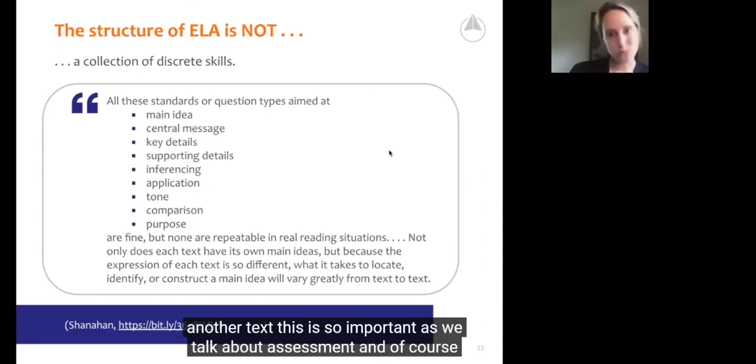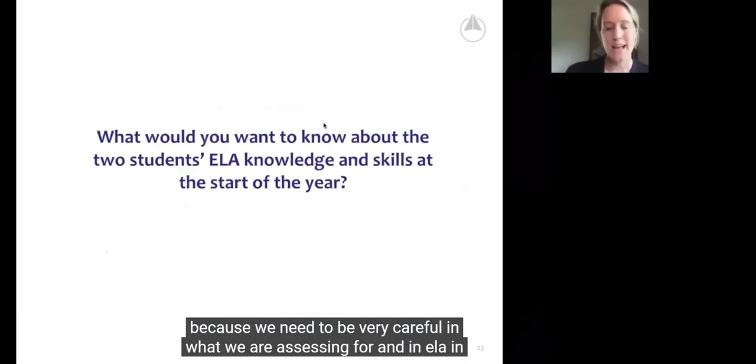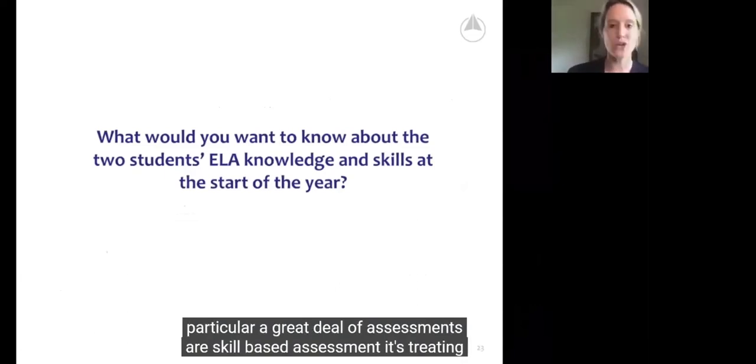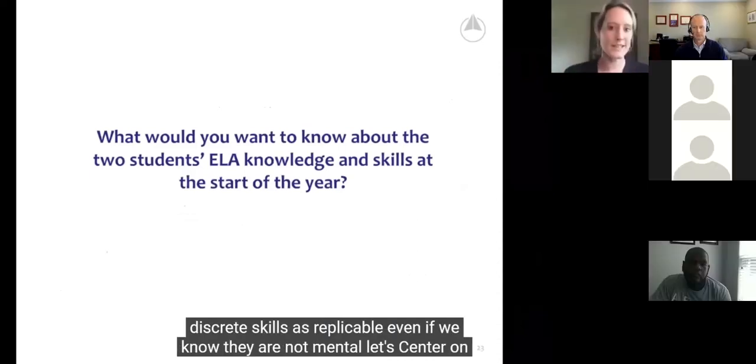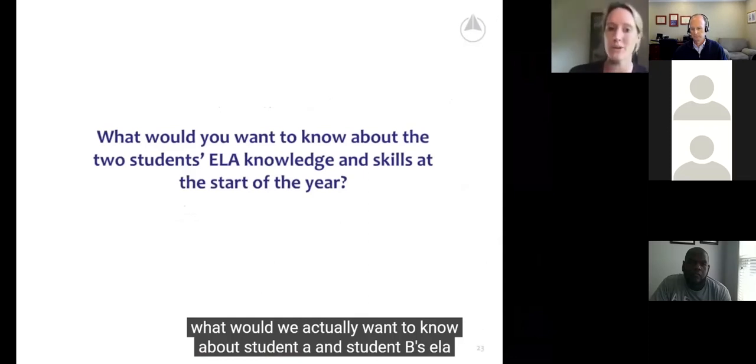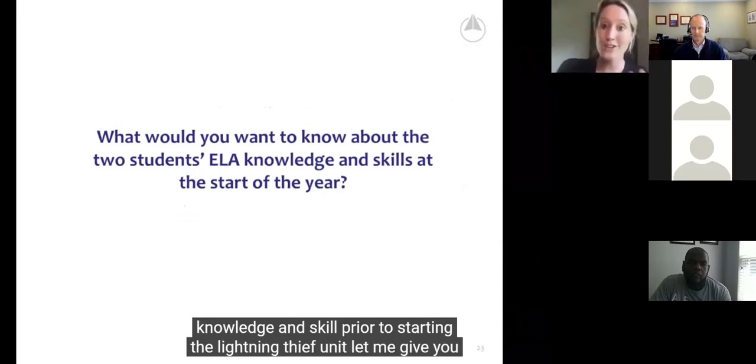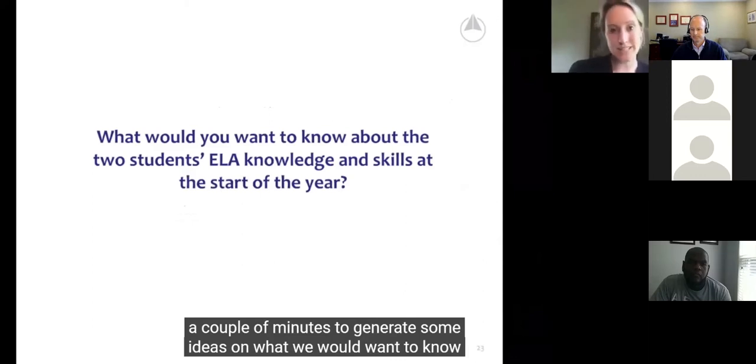This is so important as we talk about assessment, of course, because we need to be very careful in what we are assessing for. And in ELA in particular, a great deal of assessments are skill-based assessments, treating discrete skills as replicable, even if we know they are not. And so let's center on what we would actually want to know about student A and student B's ELA knowledge and skill prior to starting the Lightning Thief unit. Let me give you a couple of minutes to generate some ideas on what we would want to know.